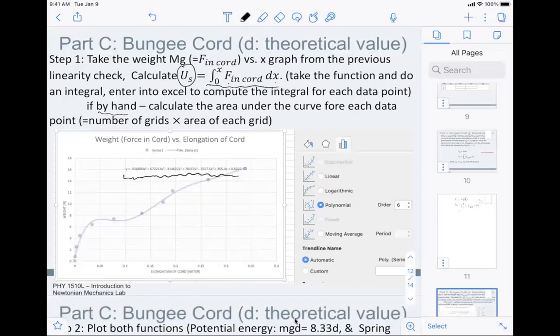You can count how many little grids are under this, and that tells you the area under the curve for the potential energy. You count all the different U's for different positions, and you plot a new graph. That is hard. We can also use our computer, which is the recommended method to calculate this potential energy.